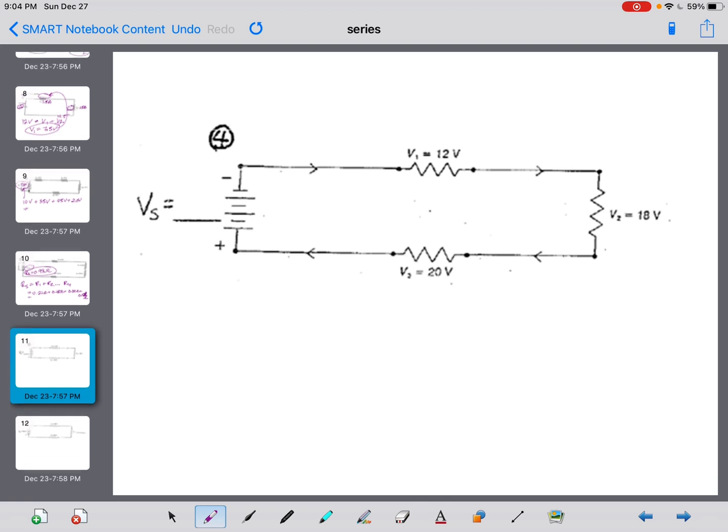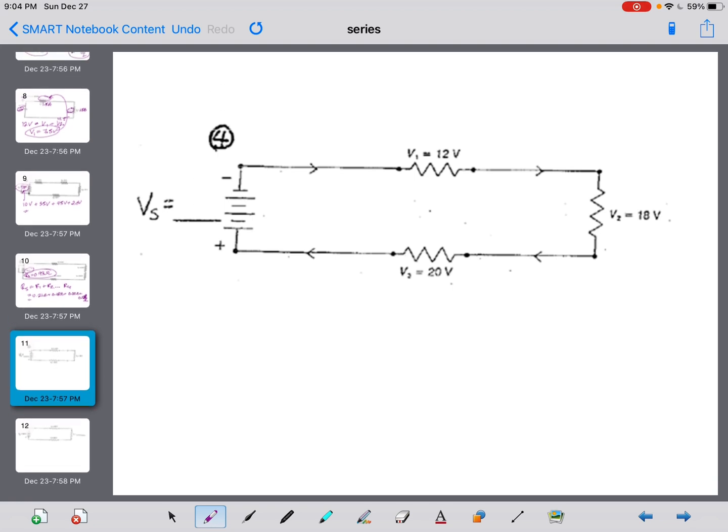Okay, and one more, oh sorry, I have 2 more for you to try. So here's another one. This should be relatively easy at this point. So you're looking for VS, pause the video. Okay, so for VS, you're adding up all of your voltages. So 12 plus 18 plus 20, this is 50 volts.